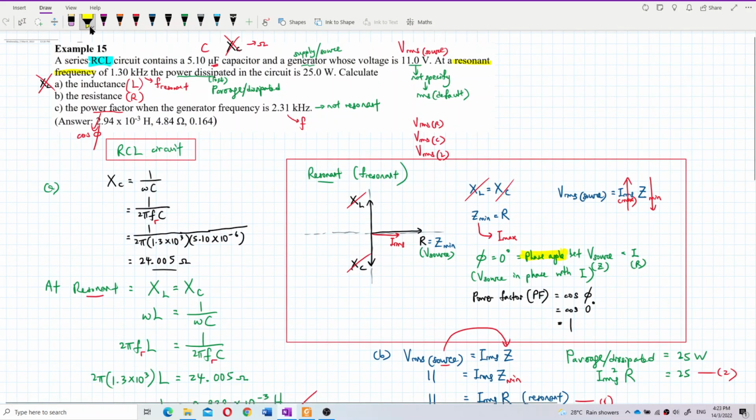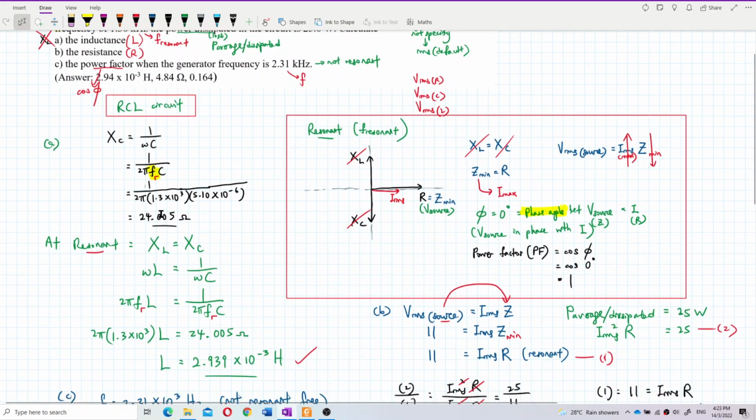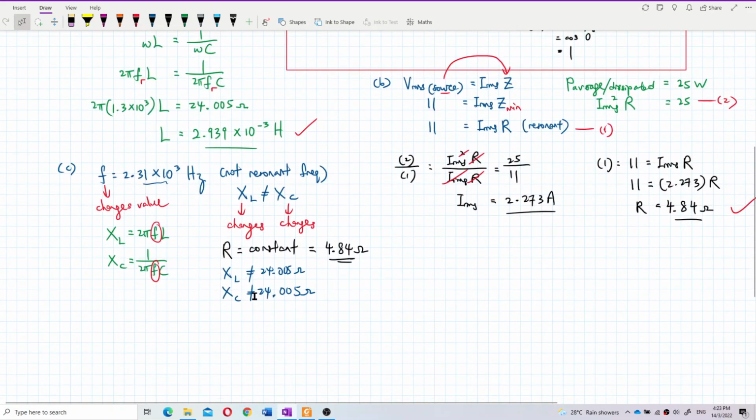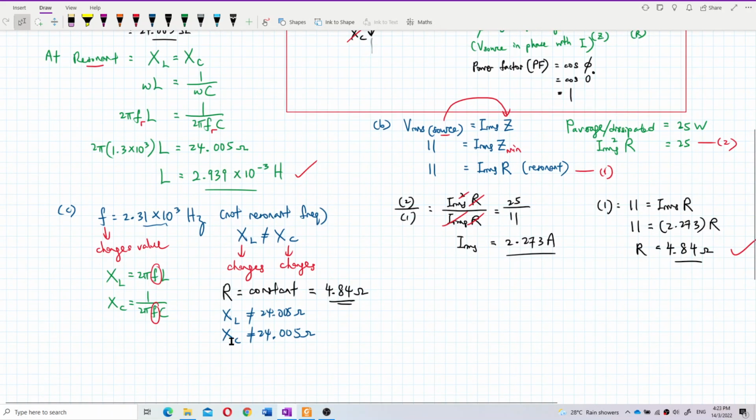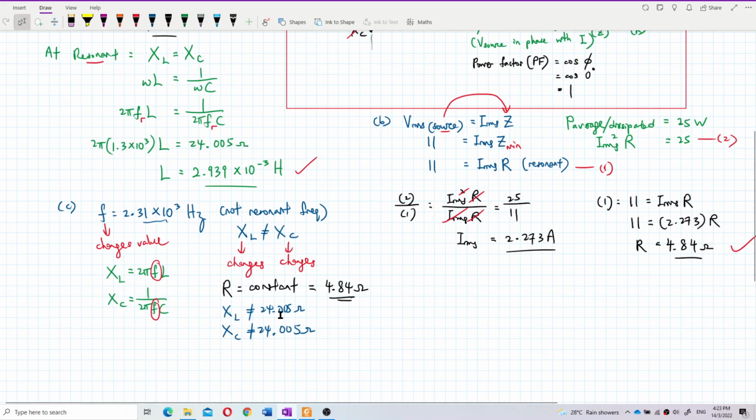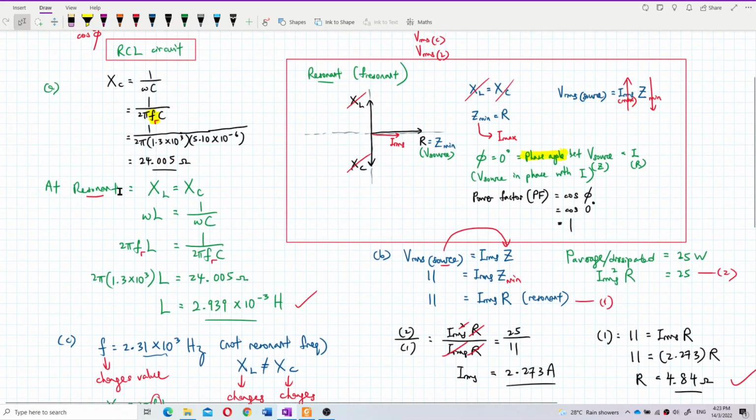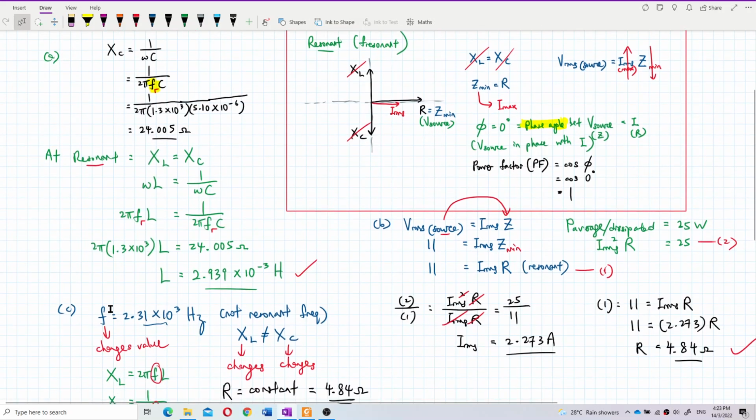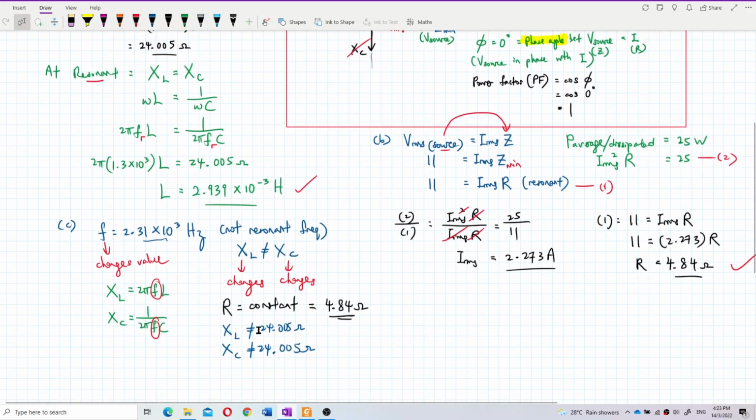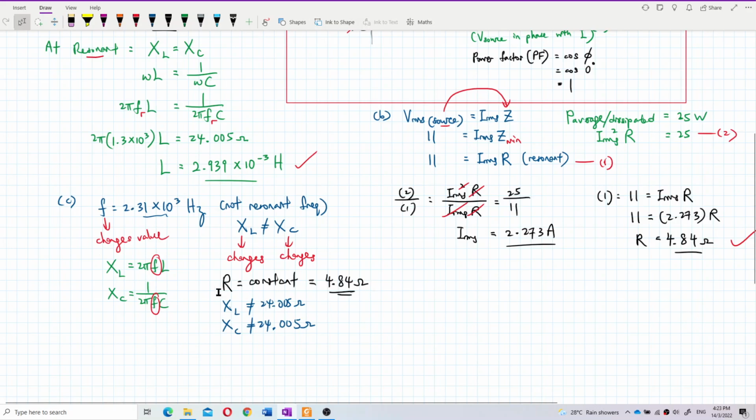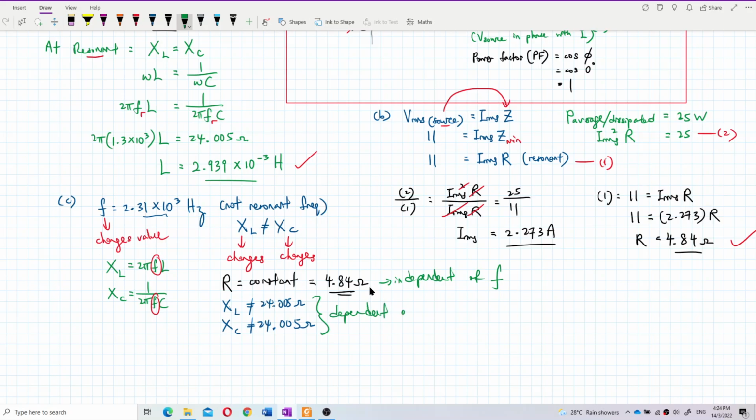This only happens at resonant frequency. Once the frequency changes to a new value, XC is no longer 24 and XL is also no longer 24, because just now at resonance XL equaled XC, both 24.005. Now the frequency has changed, they are not 24 ohm anymore. Only the resistance is constant because it has no formula. It is independent of frequency. XL and XC are dependent on frequency.